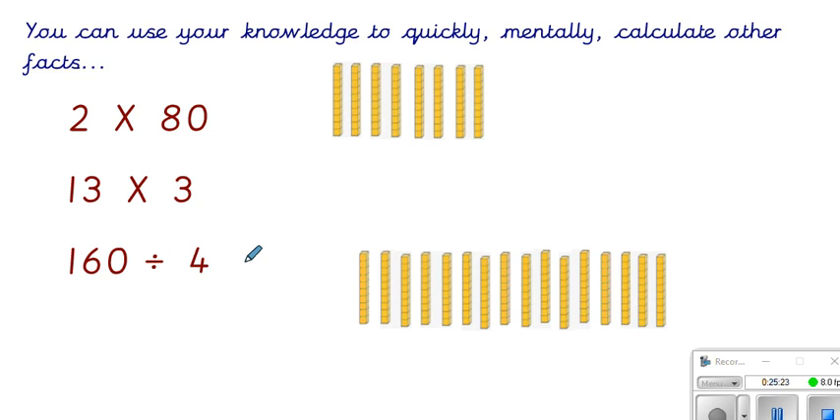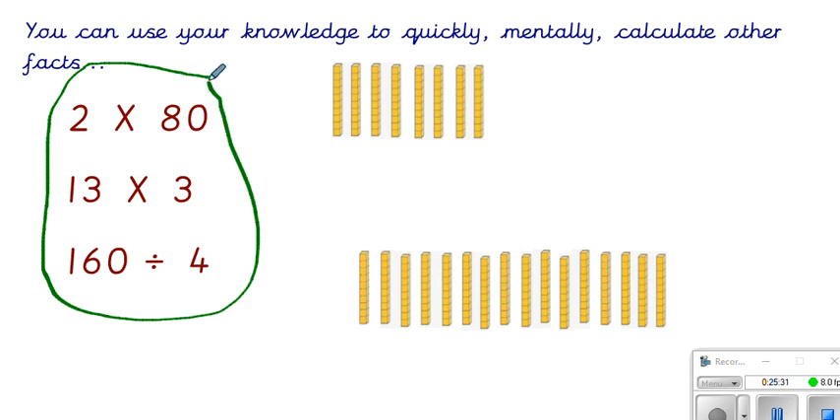You can use your knowledge to quickly, mentally calculate other facts. I want you to pause the video for a minute and see how you'd work out these 3 questions. And there's a couple of little tips on the board. Now, I know that 2 times 8 is 16, and I know that because I know my 2 times table.